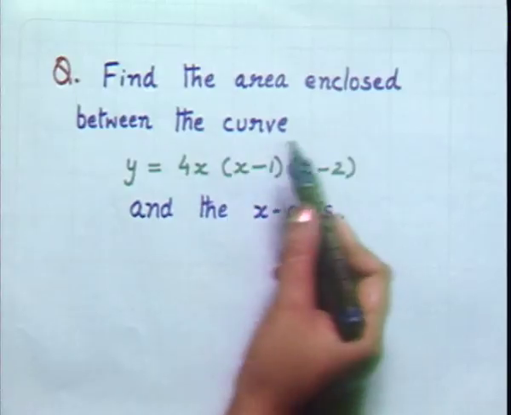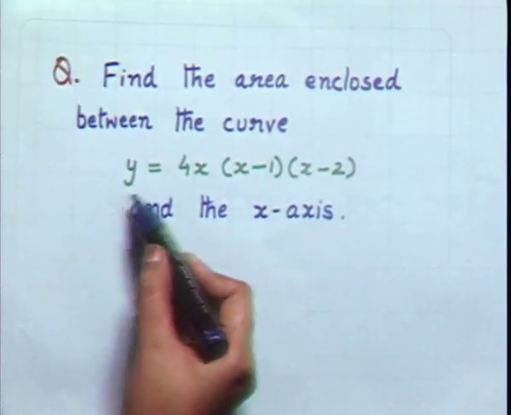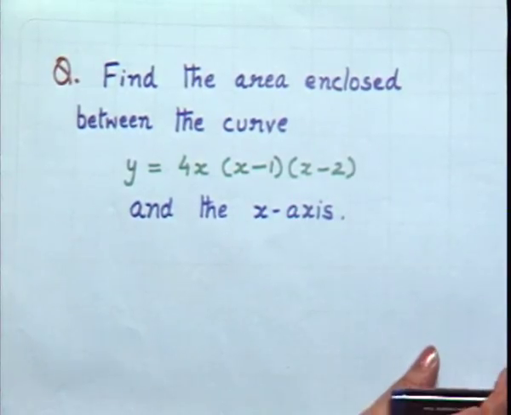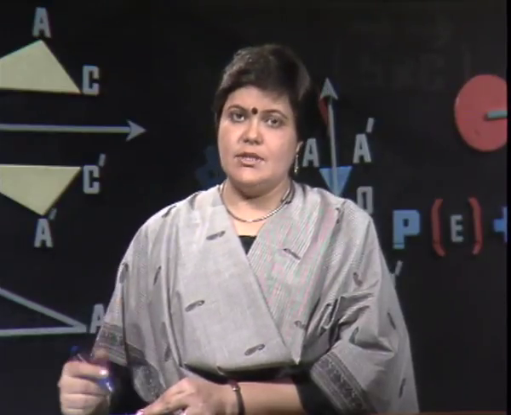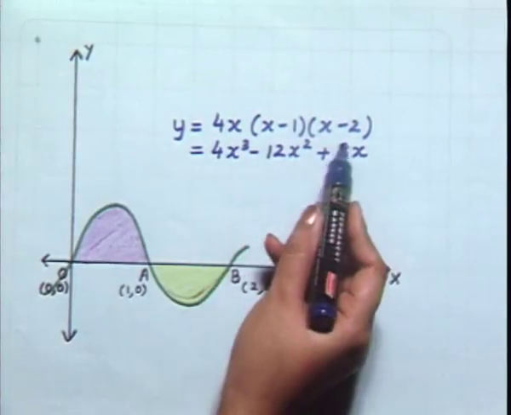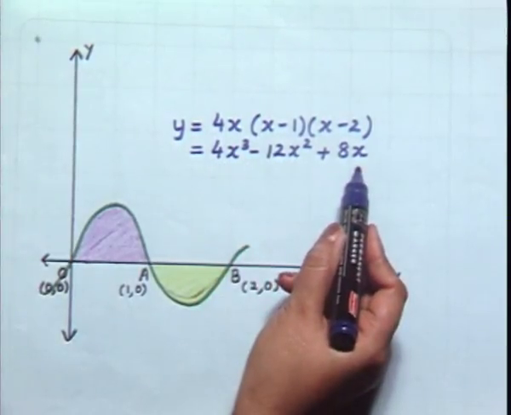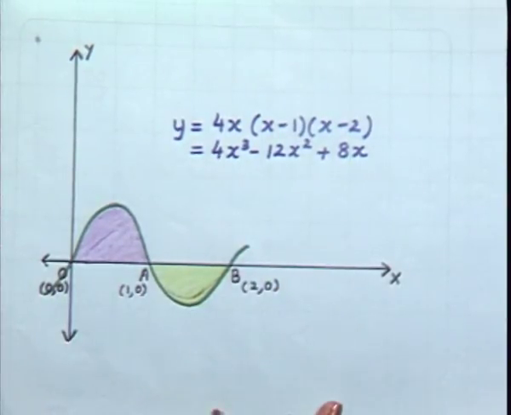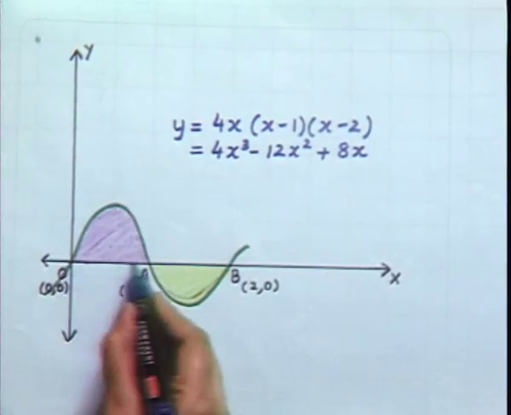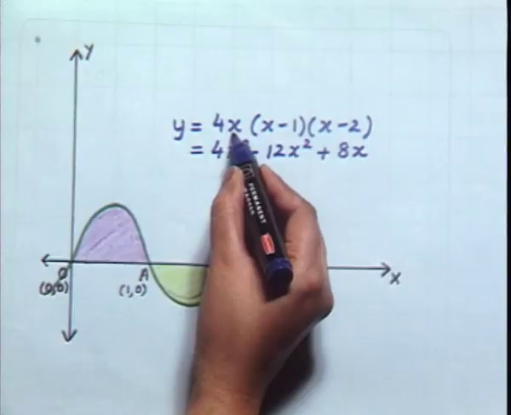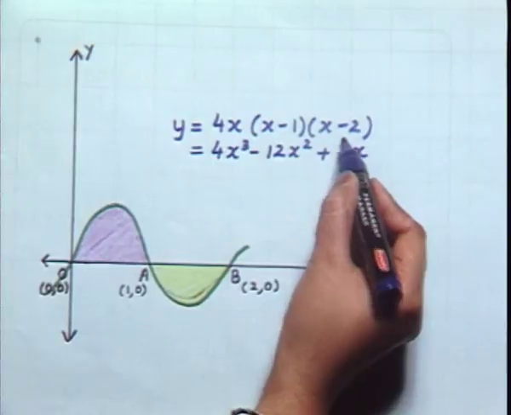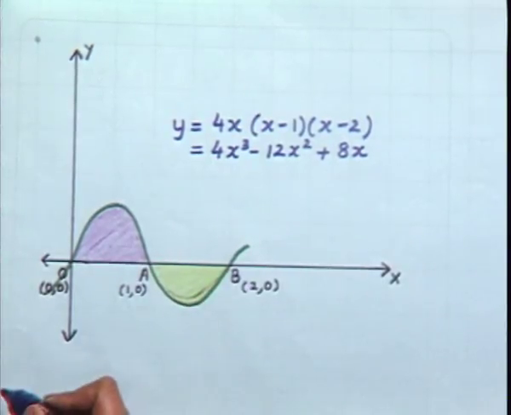Find the area enclosed between the curve y is equal to 4x into (x minus 1) into (x minus 2) and the x-axis. So, the first thing is the plotting of the curve. Now, this function as it was given can always be reduced to a cubic polynomial. So, it is very much a polynomial function. To get this shape which I have ready made here for you, you only have to observe that the curve cuts the x-axis when y is 0, that is when x is 0, x is 1, x is 2. So, the curve cuts at these 3 points.